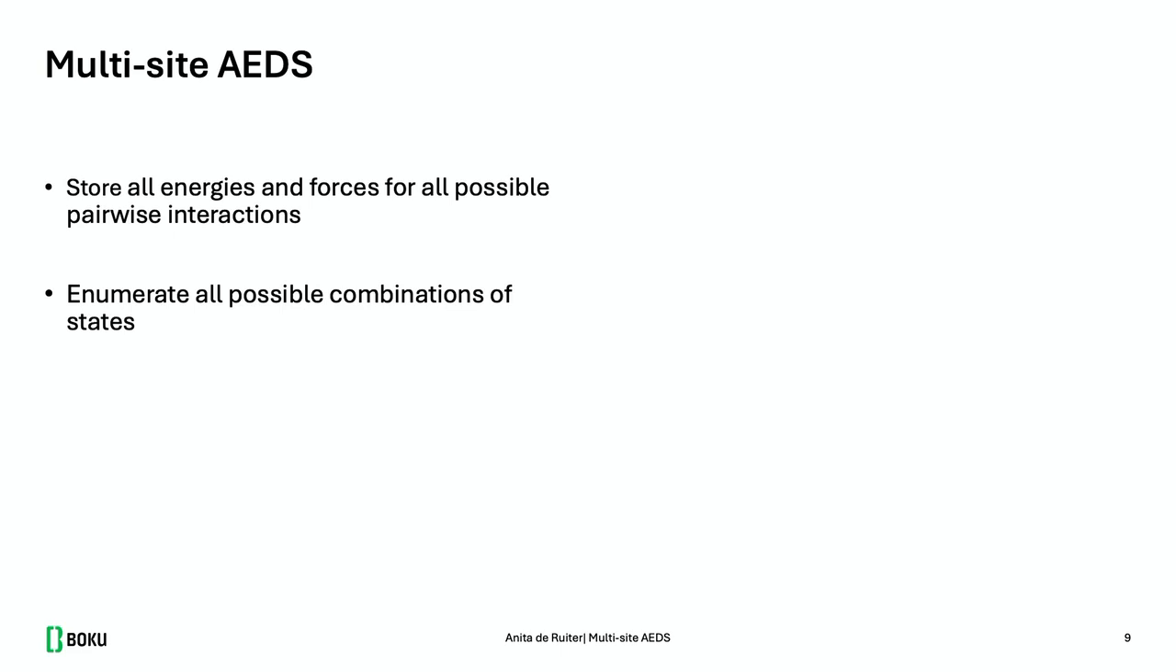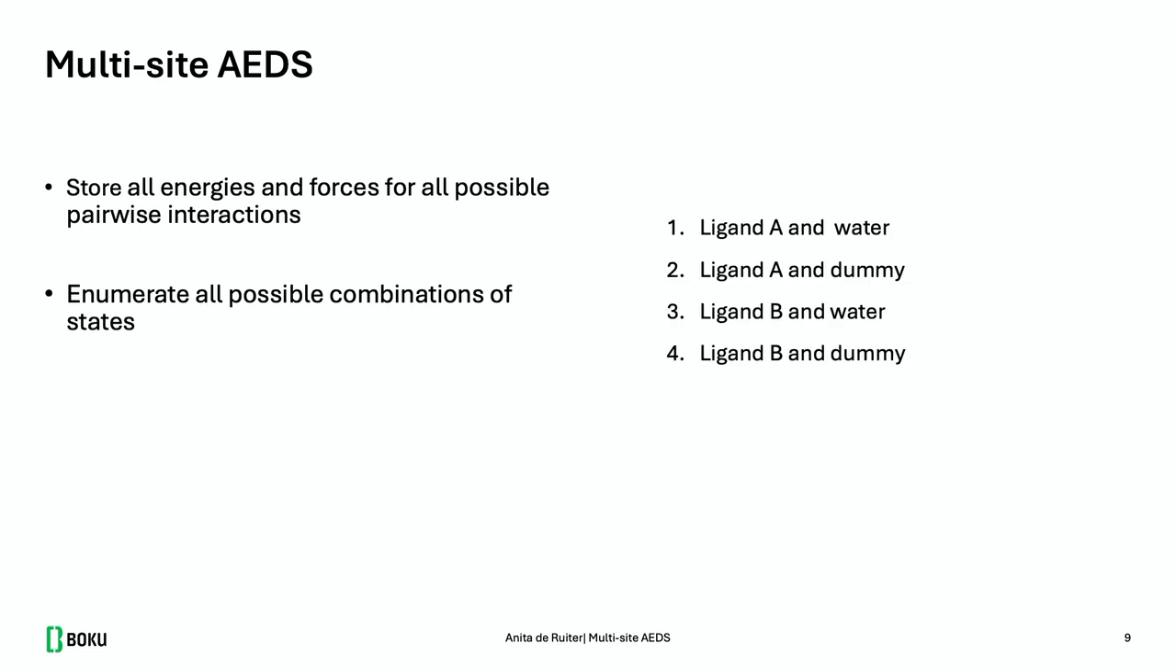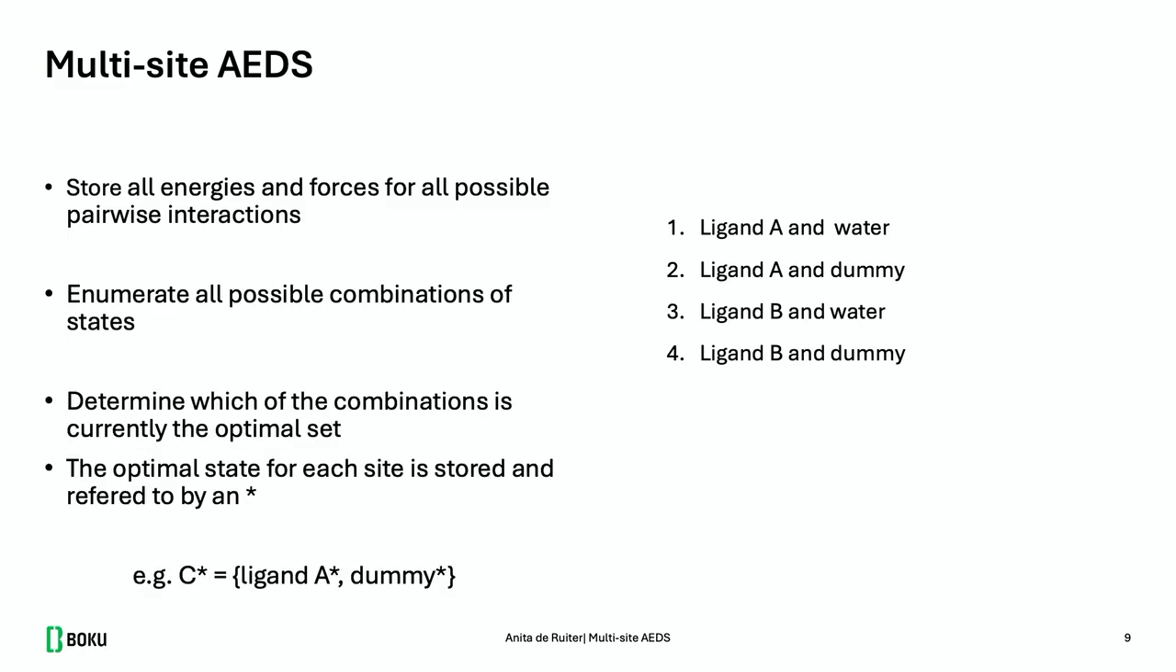We store all these possible interactions between all the possible end states of all the sites. And then we need to enumerate all possible combinations of states. So in this example before, where we have either a ligand A or a ligand B and a water or a dummy, we have only 4 possibilities. That's still doable. It can get a lot more complicated quickly. Now, for these 4 combinations, we have to determine which is, at the current simulation step, the optimal set.